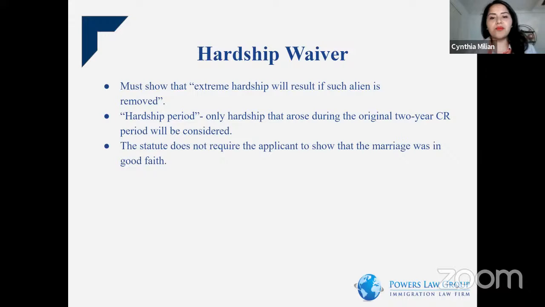There's also the hardship waiver, right? If you don't have battery or cruelty, you can also show the extreme hardship that will result if you are removed, and that the hardship only arose during those 2 years, that 2-year conditional residence period.